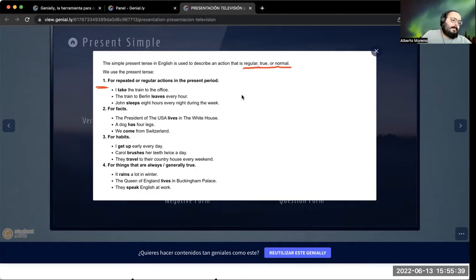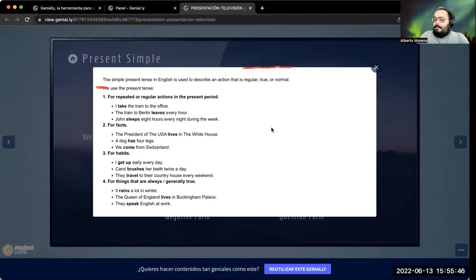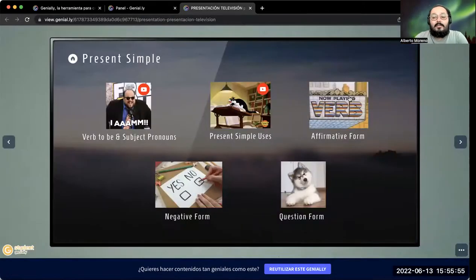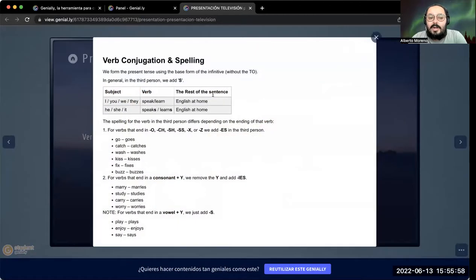Sorry guys. Those are the main uses for the present simple. And after this, we have to check the structures. The affirmative structure, here it says a lot of things, but the affirmative structure is subject, let me write it here, subject plus verb plus complement.